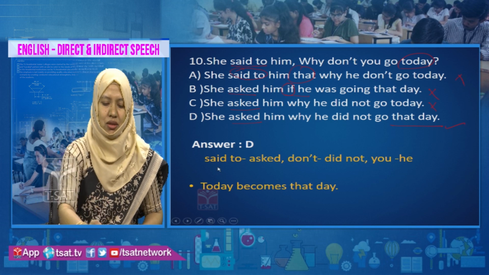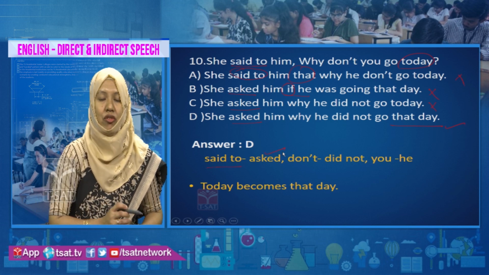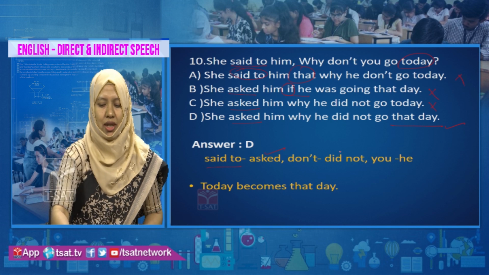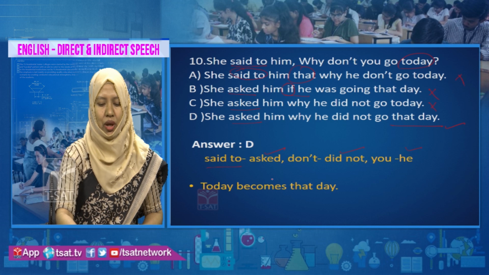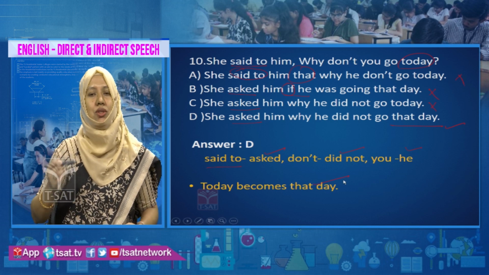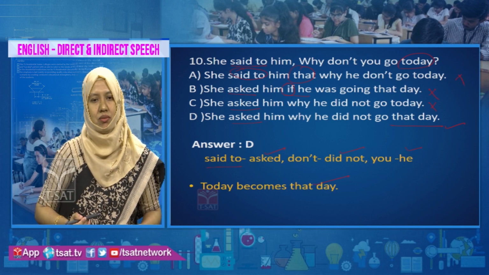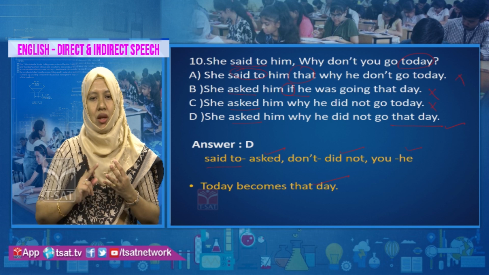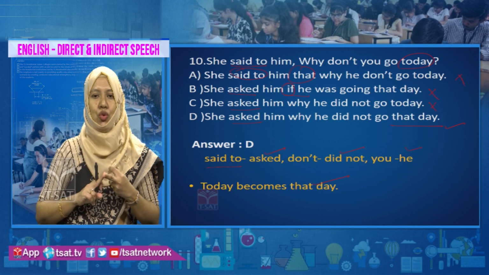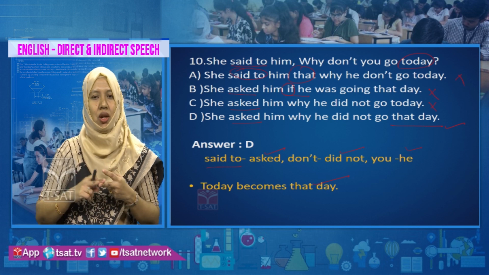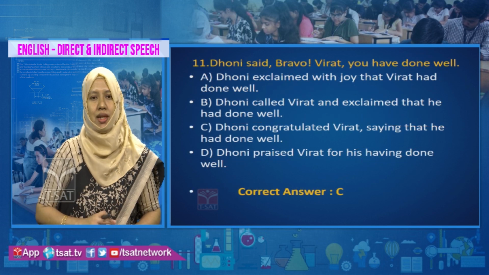So you are changing said to asked, the reporting verb is changing, don't is changed to did not, you is changed to he, and today becomes that day. These are the four things you have to change. Reporting verb; don't, which is in present tense, should be changed to past tense, did; pronoun, you is changed to he; and time, today is changed to that day. Let us look at the next example.